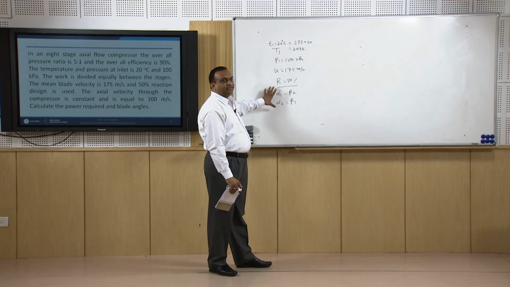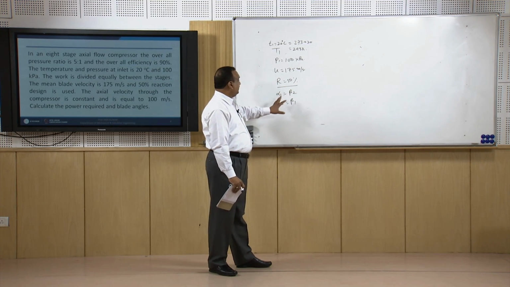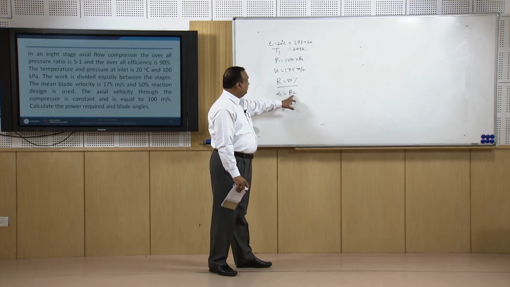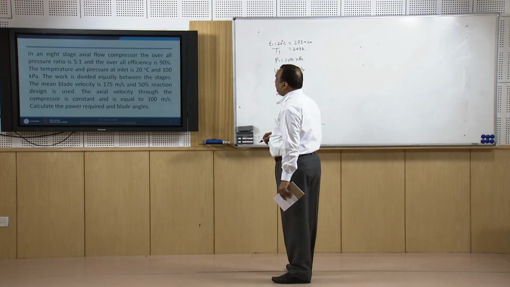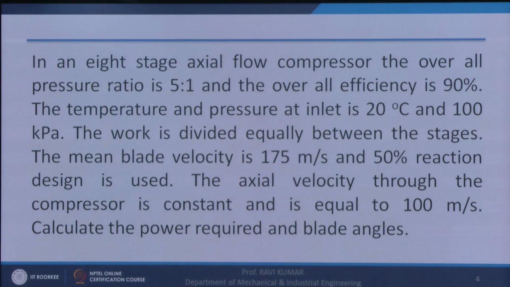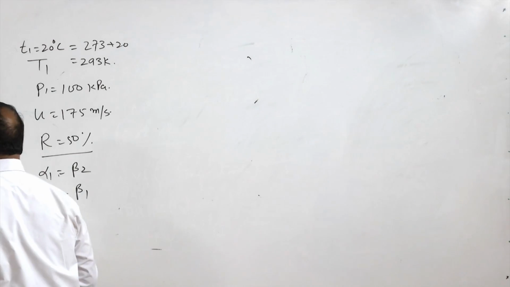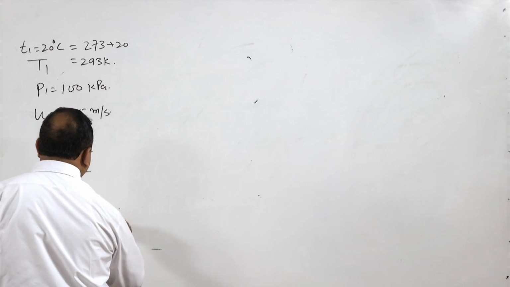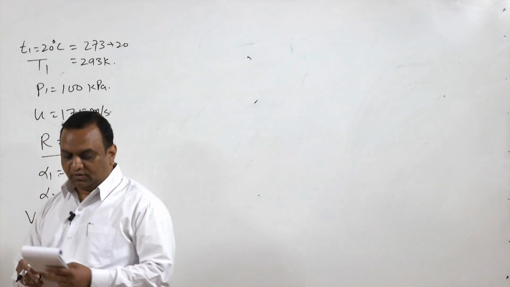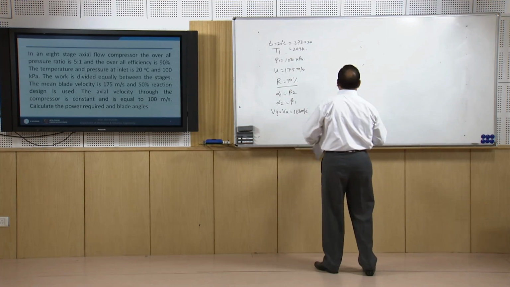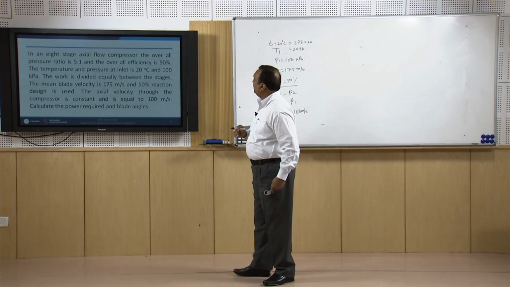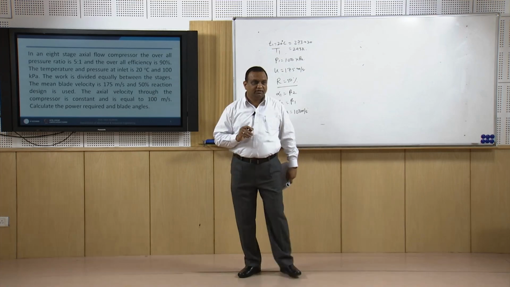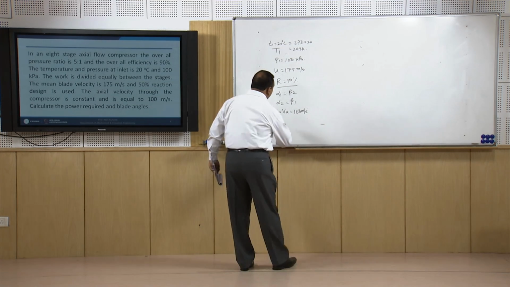Here also in the axial flow compressor, if the degree of reaction is 50%, then the nozzle inlet angle is equal to the blade outlet angle, and the nozzle outlet angle is equal to the blade inlet angle. The axial velocity throughout the compressor is constant, Vf is equal to Va is equal to 100 meters per second. We assume there are 8 stages. Z denotes the stages, so Z is equal to 8.